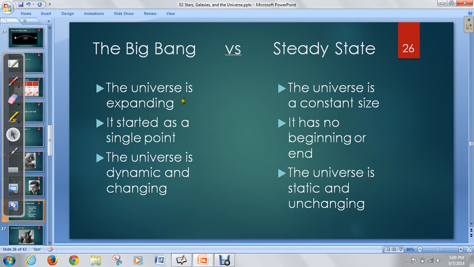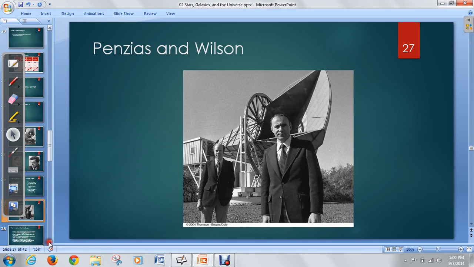But the Big Bang theory says the universe is expanding. It started as a single point, and the universe is dynamic and changing. Whereas the steady state theory says that the universe is a constant size, has no beginning or end, and that it is static and unchanging. But eventually, the Big Bang comes out on top, and the steady state theory is disproven after Penzias and Wilson, two Bell Labs workers, were able to find the background radiation from the remnants of the Big Bang.